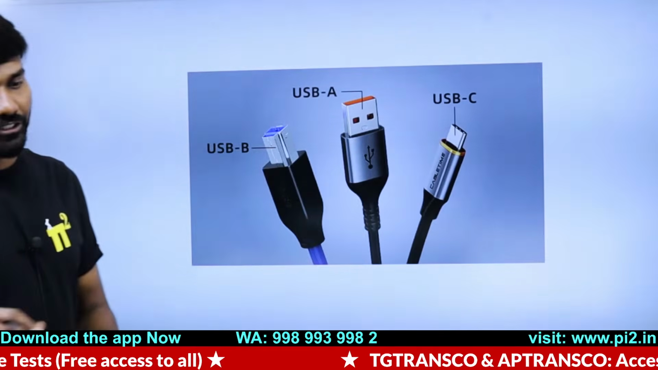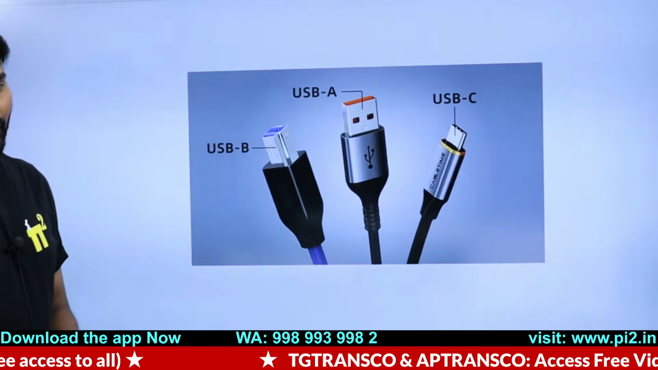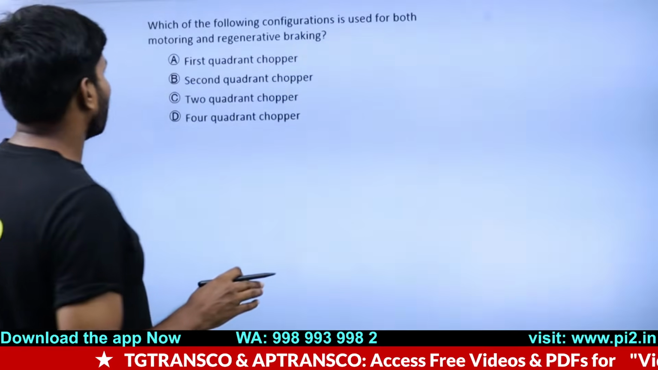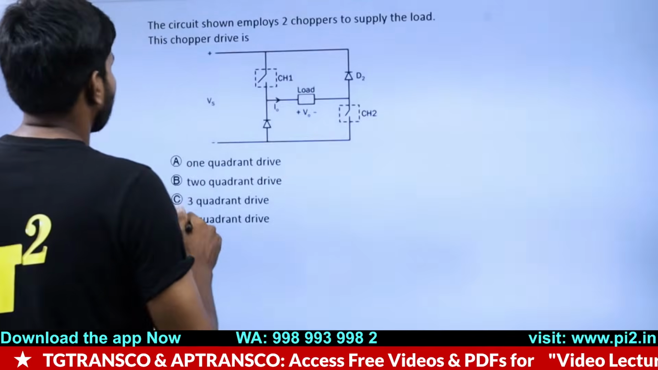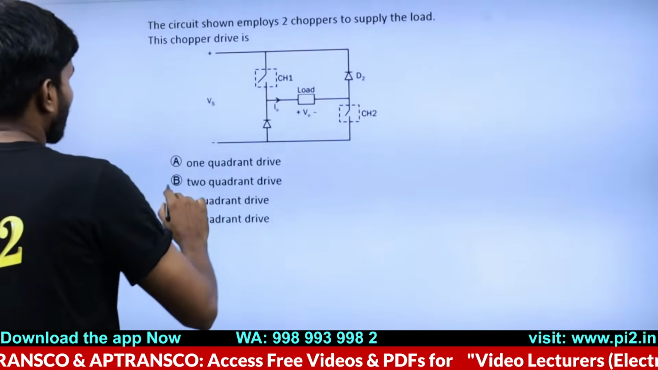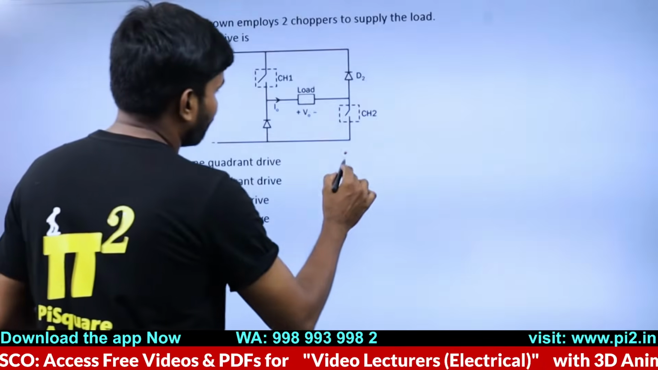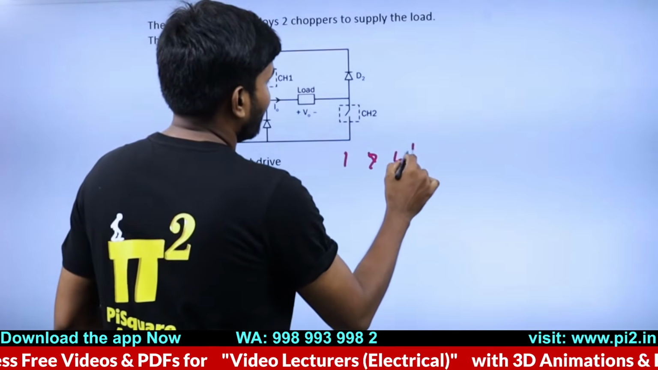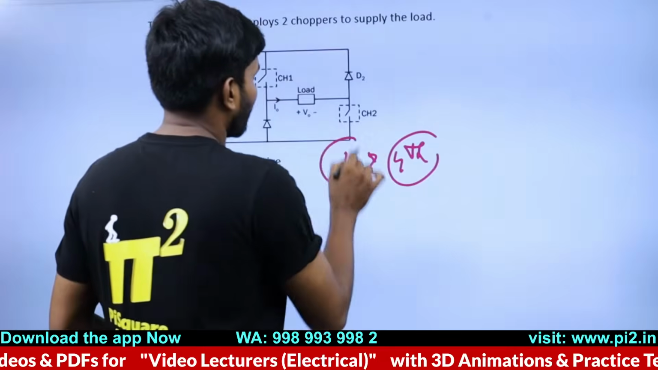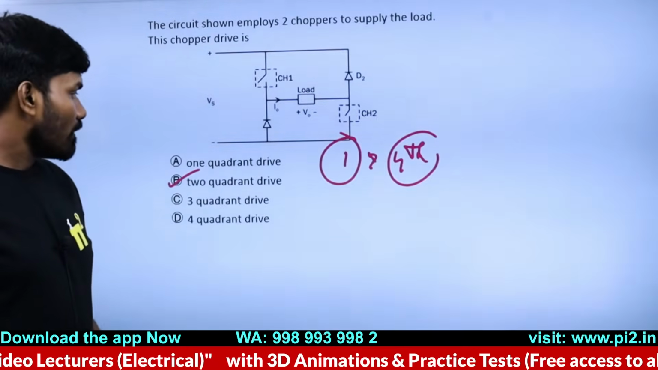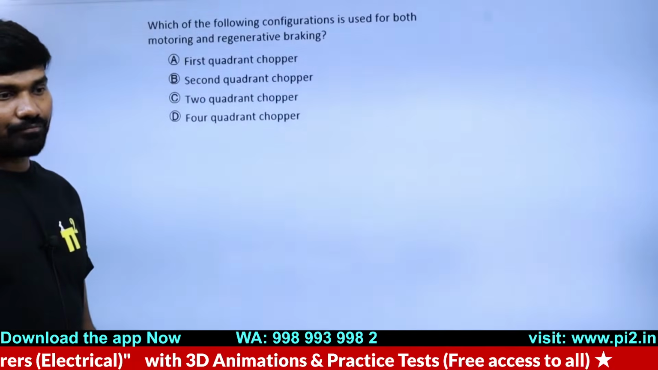Based on quadrant operation. Very good, dear. Let's go to the next question. By the way, for the previous one, the answer is it's a 2-quadrant chopper. To be more precise, it's a first and 4th quadrant chopper. Very good. Next question.